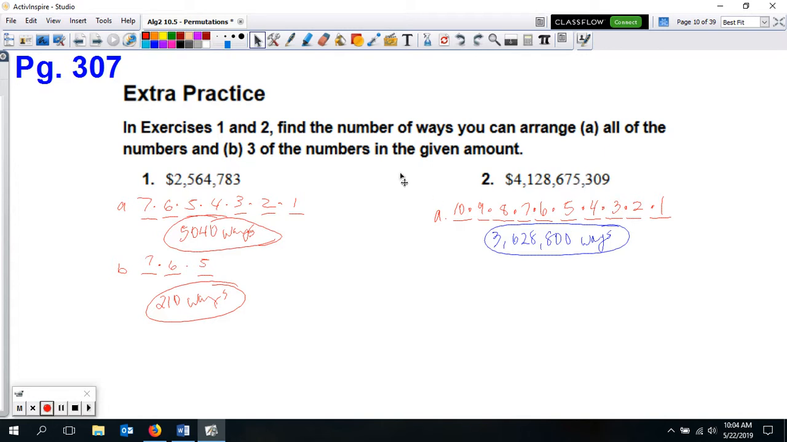And then if we only choose 3 of them, it's really just going to be the top 3 right here. So you're going to just have 3 slots. It's going to be the 10, the 9, and the 8. So you have 10 numbers to pick from, then 9 numbers, and then 8 numbers, and then just multiply those 3 together to get our number of ways, 720 ways. So hopefully you got those answers right, and you can now start understanding a little bit about permutations.